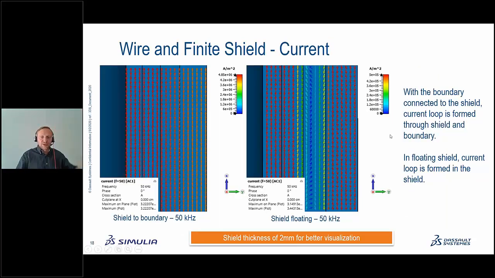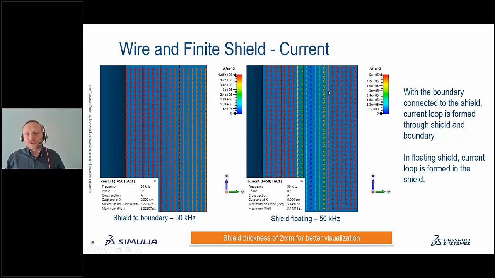The reason is, again, if we think of the loops of induced currents. When we had the shield connected to the boundary, the current inside the shield was just flowing in one direction, the direction opposite to the source current, and we get a shielding effect. If the shield itself is floating, the induced current still has to close in some way, and what will happen is that it will close along the path of the current and will create a loop inside the shield itself.